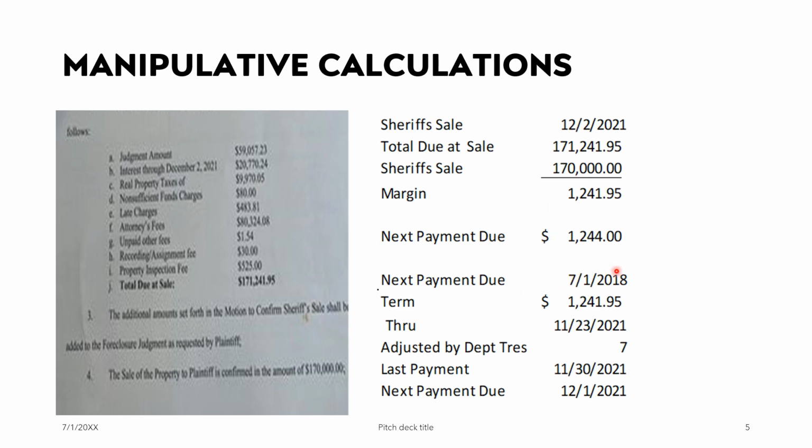Let's jump over here. Next payment due was 7/1/18. I got that from the consumer. If I add 1,249.95, that gives me 11/23/21. The Department of Treasury says tie out these legacy loans with a 7. That would take me to the end of the last payment, which would have been 11/30/21 if this loan was still current. That means the next payment due was 12/1/21.